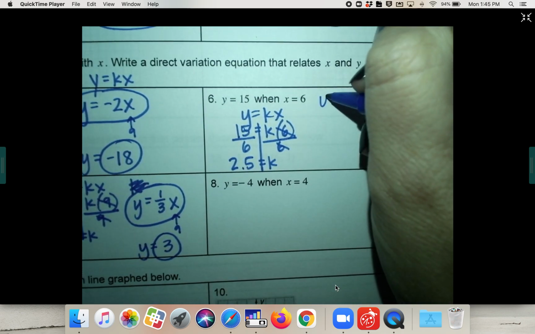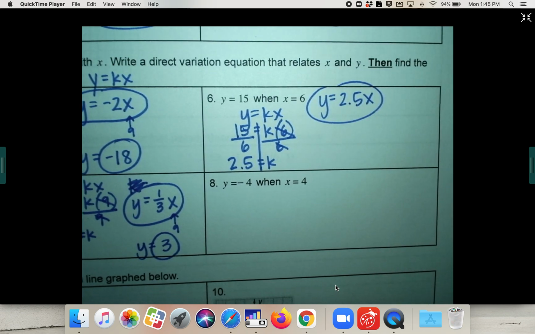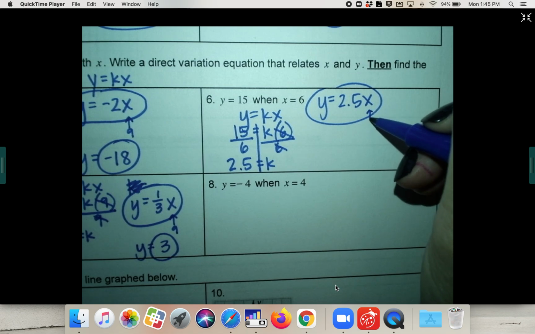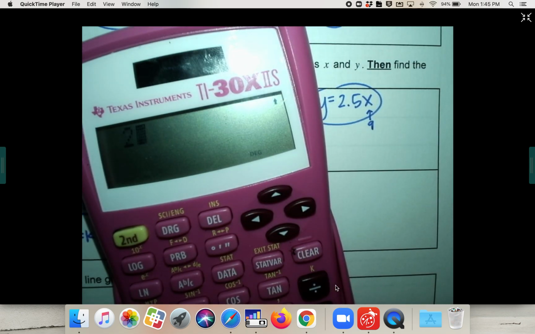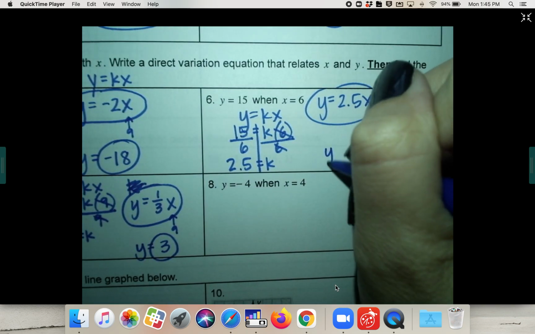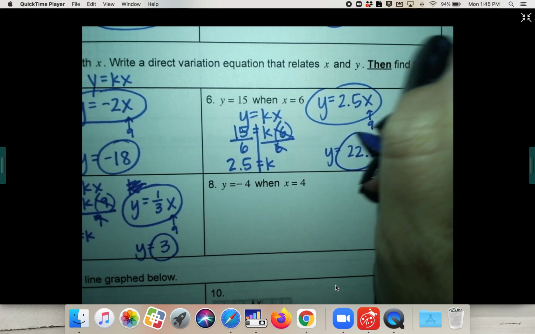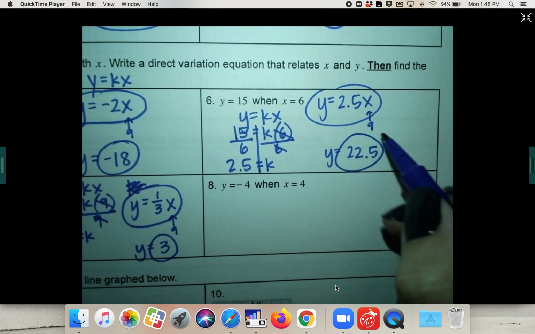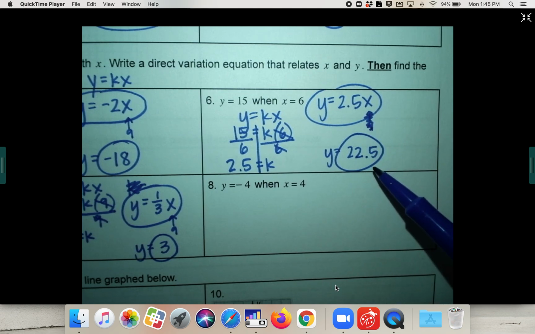So y equals 2.5x is the equation, and then it still wants us to do the thing where we substitute in 9. 2.5 times 9 is 22.5. Okay, so our two answers are y equals 2.5x and 22.5.